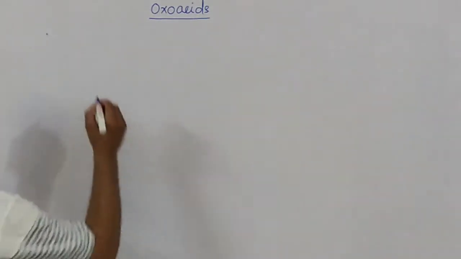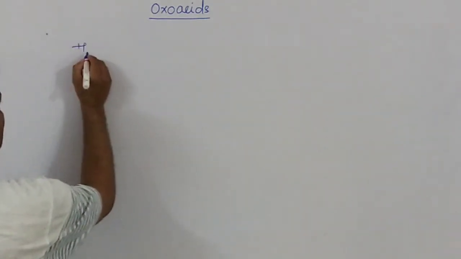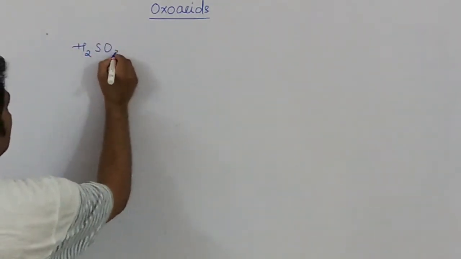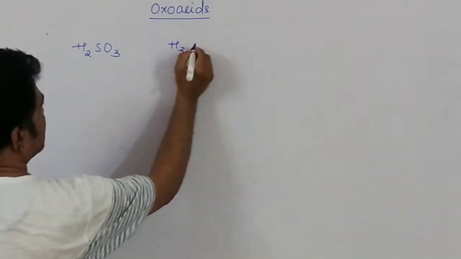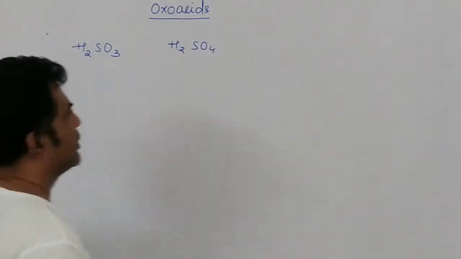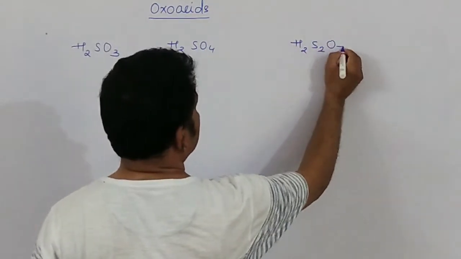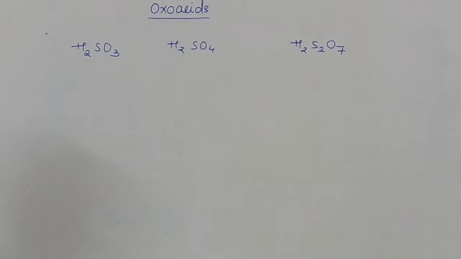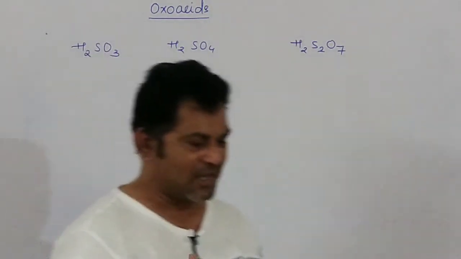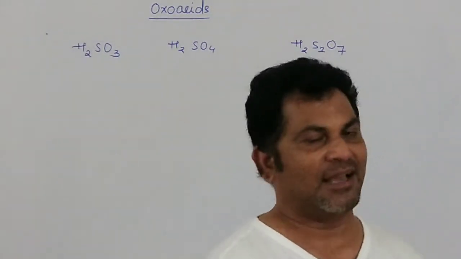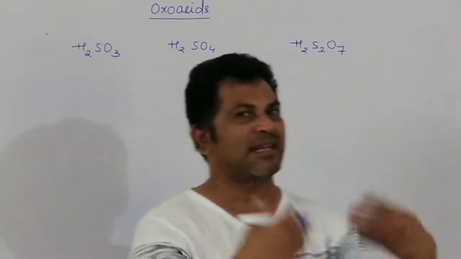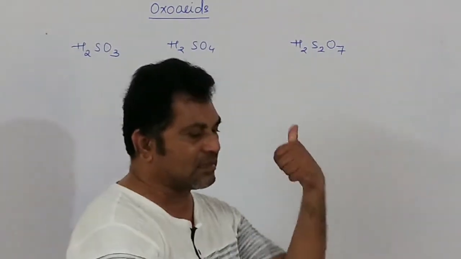H2SO3, H2SO4 and H2S2O7. Let us take one extra here, so that you can understand why these nomenclatures are there, and then after you will do by yourself. That is guaranteed.